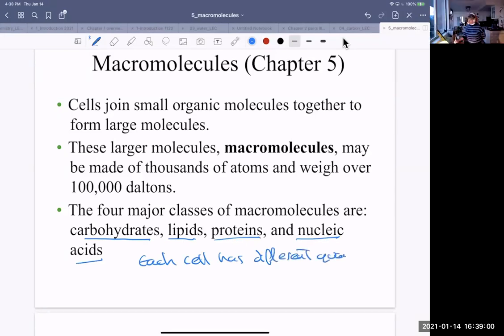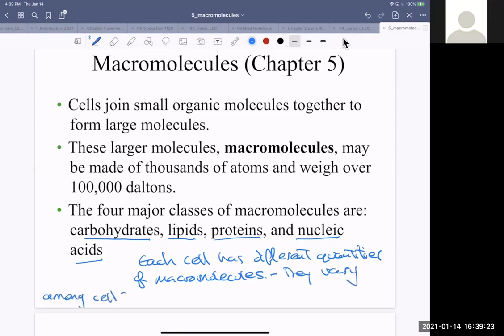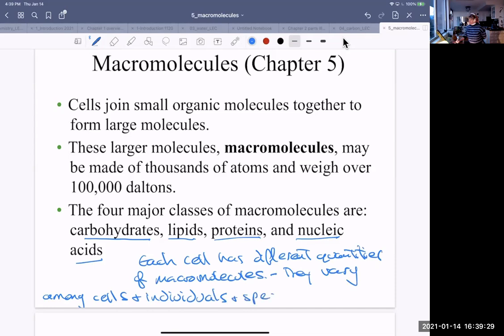Rather, different quantities of macromolecules. Thousands of them. They vary among cells and individuals and even species.